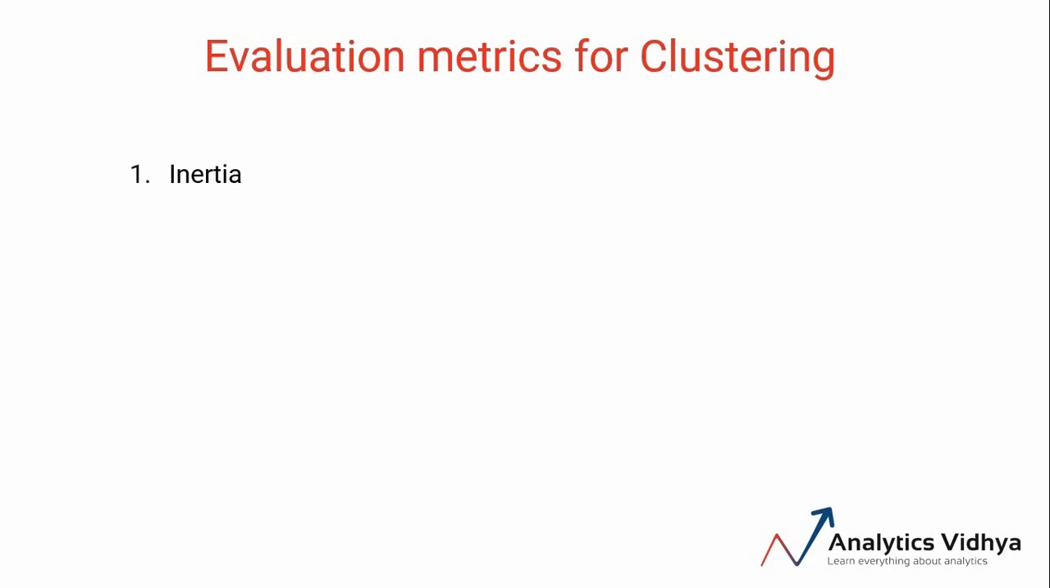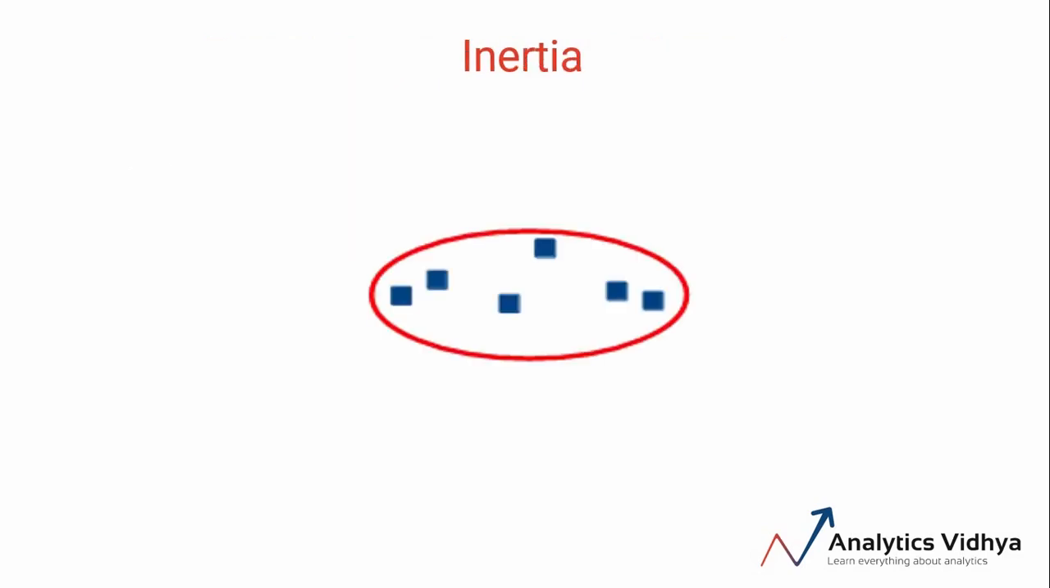The first evaluation metric that we can use to check our clusters is inertia. Let's go back to our customer segmentation example. Recall the first property of clusters that we discussed: the points within the same cluster should be similar to each other. Remember that? This is what inertia evaluates. It tells us how far the points within a cluster are. So it calculates the sum of the distances of all the points within a cluster from the centroid of that cluster.